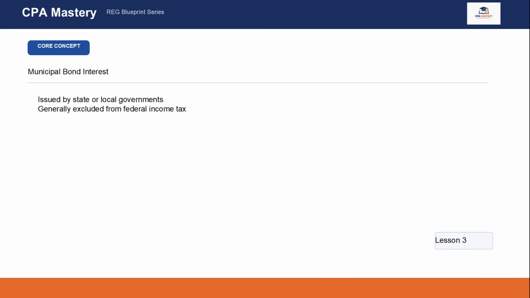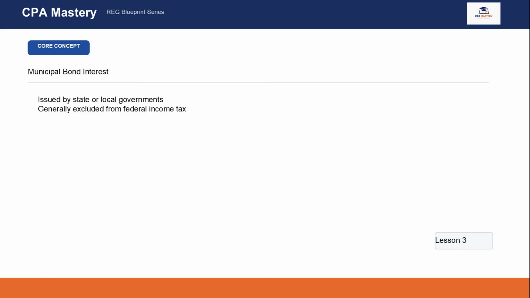Municipal bonds are an important exception to the general rule that interest income is taxable. These bonds are issued by state and local governments to finance public projects such as roads, schools, or infrastructure improvements. To make these bonds attractive to investors, the federal tax code provides a significant tax benefit. In most cases, interest earned from municipal bonds is excluded from federal gross income.